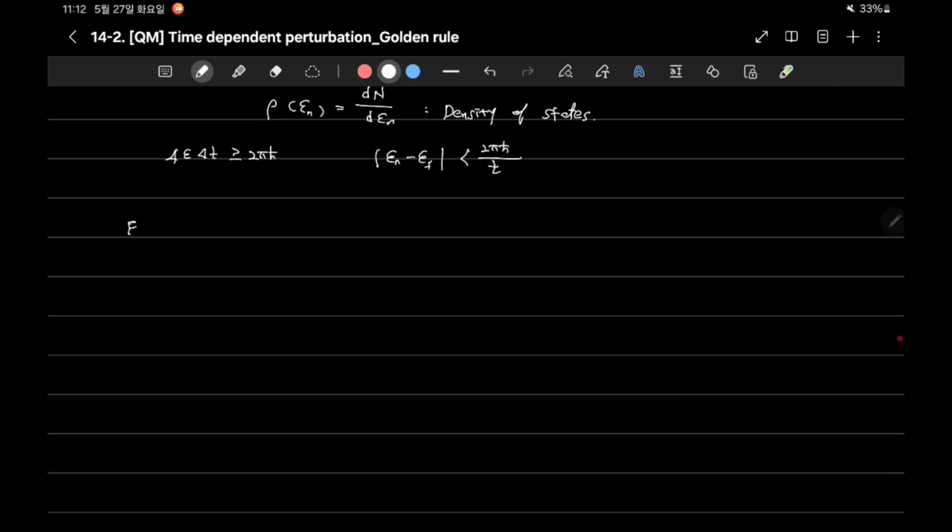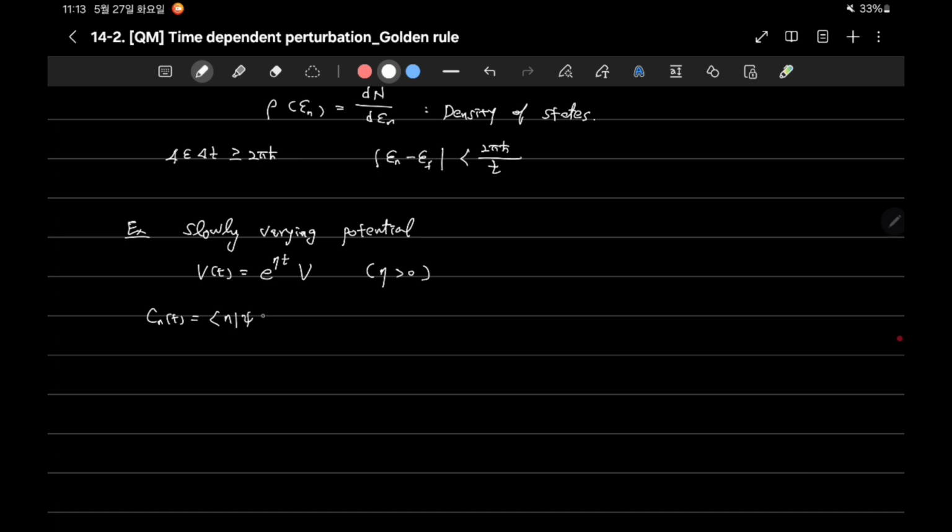Let's have a second example for the slowly varying potential. For example, the potential has the form e^(ηt) V, where η is positive. The potential is not explicitly time dependent, but here e^(ηt) means that the potential is slowly varying and slowly changing. Then our purpose is to calculate C_n(t).